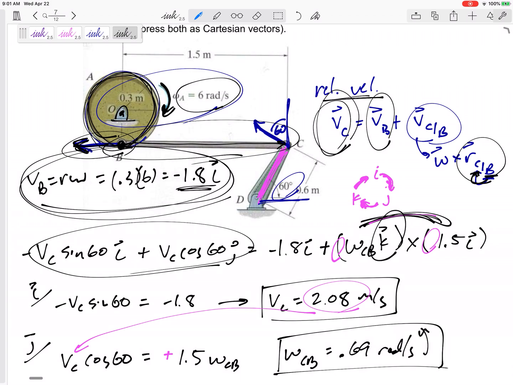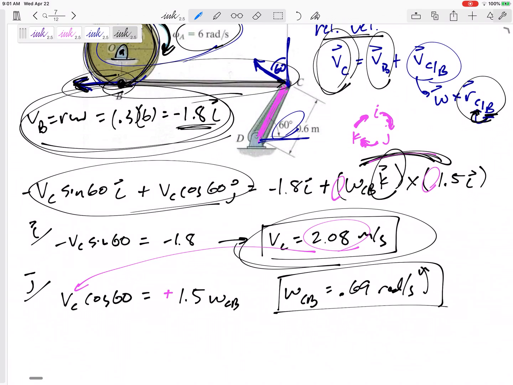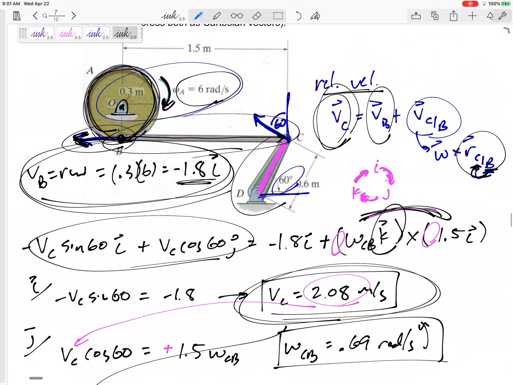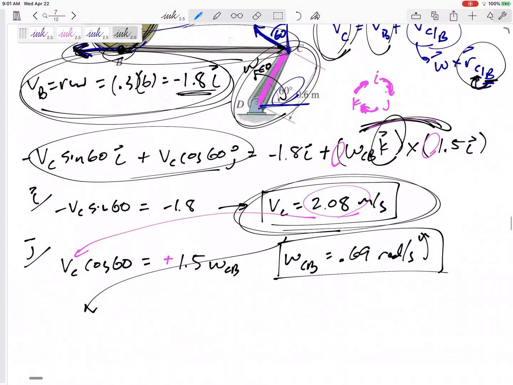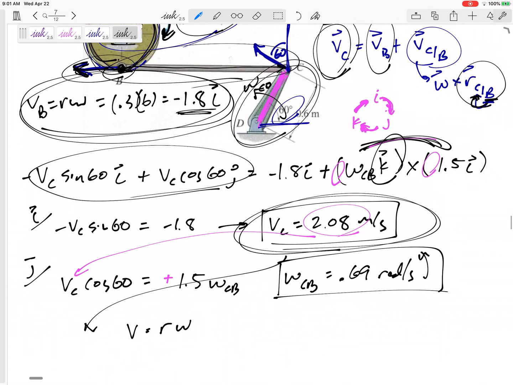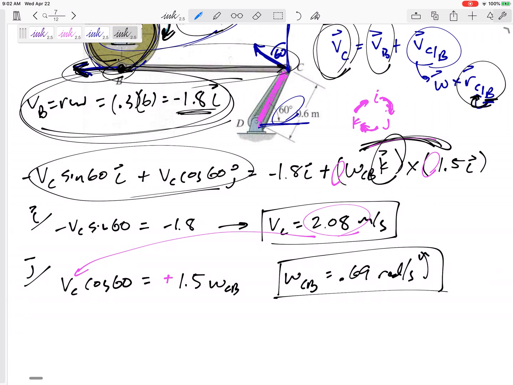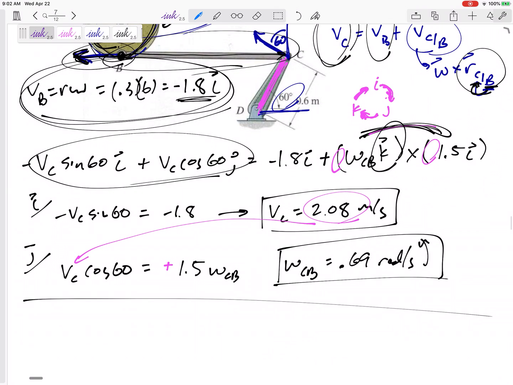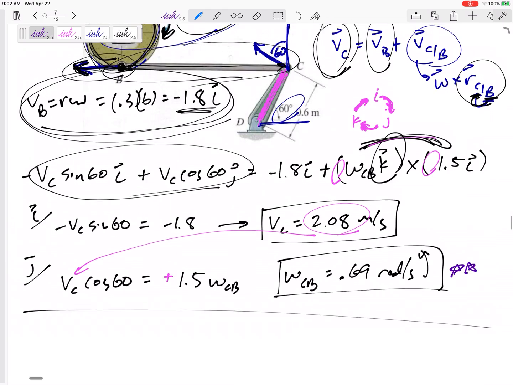Now, sometimes it might ask us to take this velocity of C and find the angular velocity of this bar, omega CD, right here. V equals R omega. So I would look at that link knowing that VC is 2.08 and the R is 0.6. I can find the omega of that bar. But if it doesn't ask for something, don't try to answer it, I guess. Okay, that was the velocity, half the problem. And I needed to do that first because I'm going to take this angular velocity into my acceleration part of the problem.